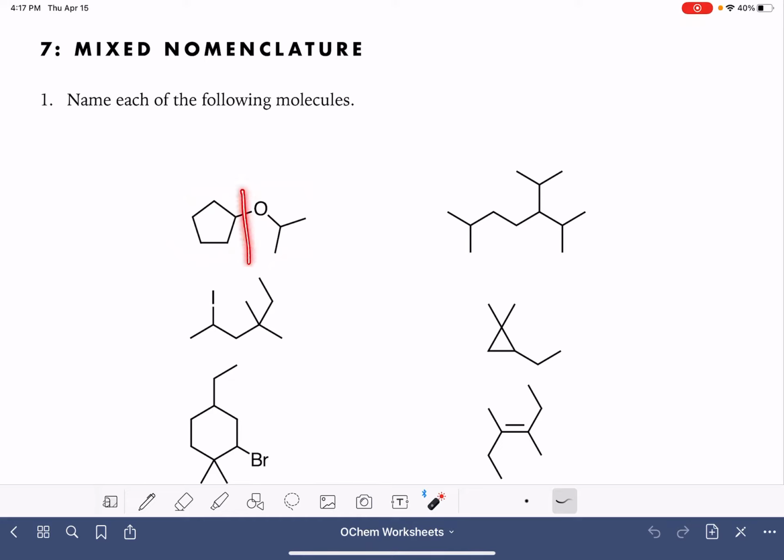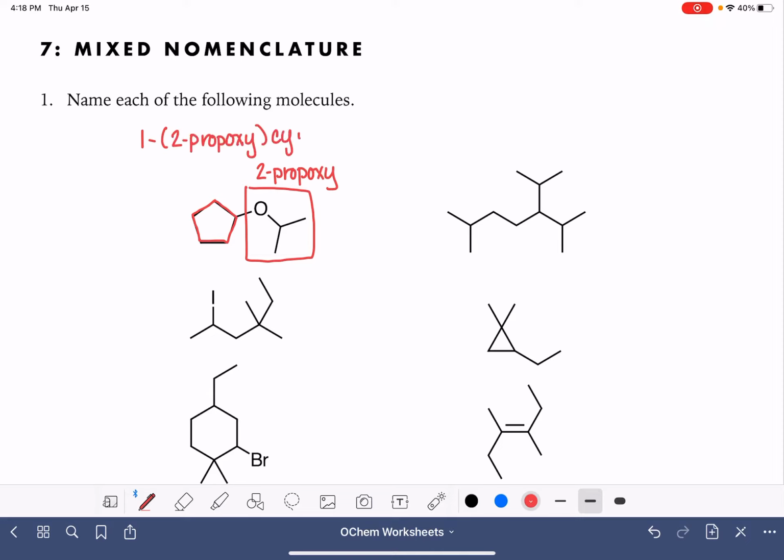If we wanted to do that, we would consider this to be the parent chain. We would name this as the substituent on the parent chain. Its name as a substituent is based off of the name of its corresponding alcohol. That is 2-propanol. So this would be 2-propoxy as a substituent. So we would call this 1,2-propoxy cyclopentane.